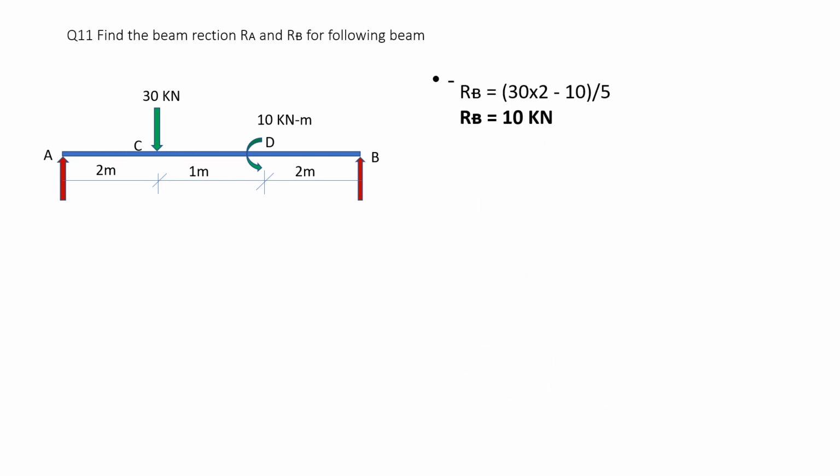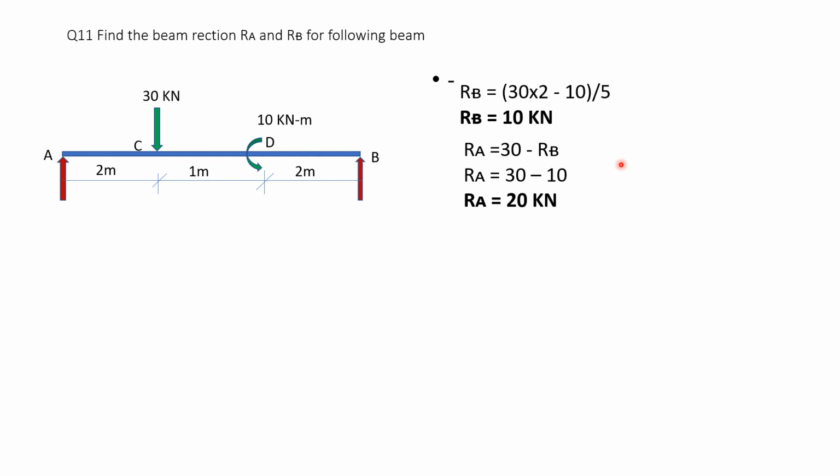How we write RB is equal to, now this will give clockwise moment 30 into 2, so 30 into 2, now this is anti-clockwise, so this is minus 10. You don't have to multiply here because this is already a moment, so 30 into 2 minus 10, put it in the bracket, divided by the distance from A to B, which is 5, so divided by 5. So take the calculators in your hand, bracket open, 30 into 2 minus 10 bracket close divided by 5 is equal to, now you will get RB is equal to 10 kilonewton.